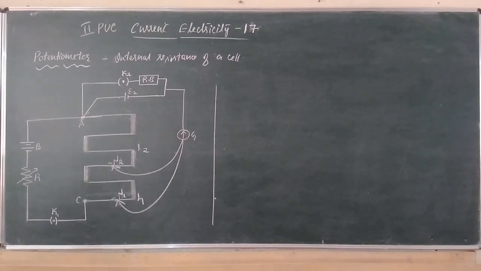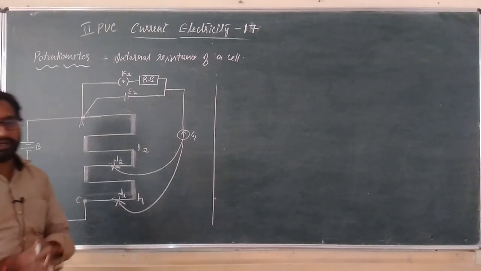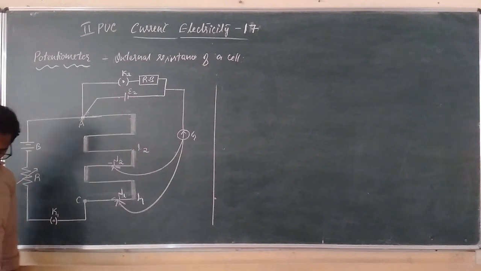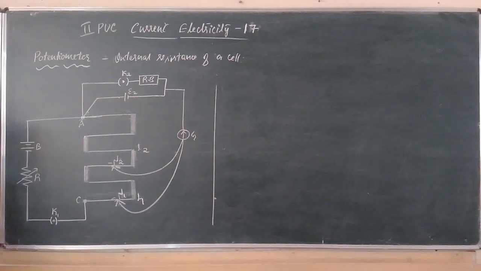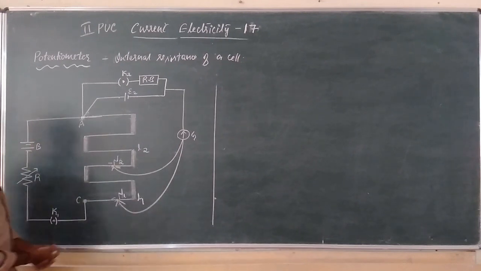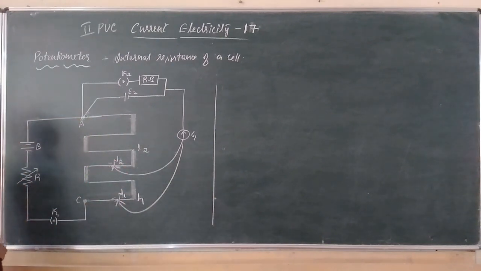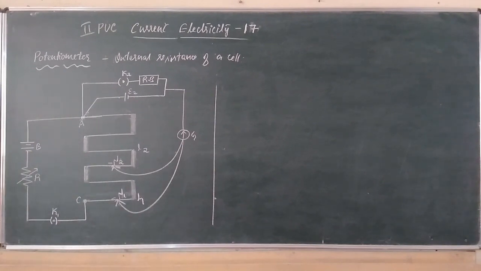Another application of the potentiometer is that it is used to find the internal resistance of a cell. We discussed the working principle of the potentiometer already. Potentiometer works on the principle that the EMF of the cell in the secondary circuit, or the terminal potential difference in the secondary circuit, is directly proportional to the balancing length in the uniform wire.